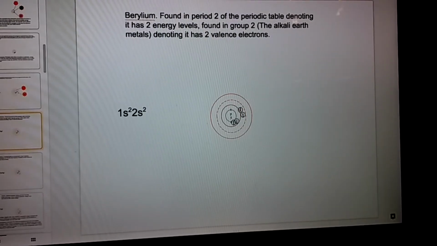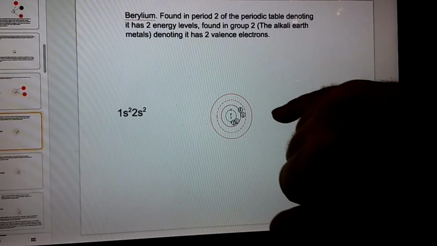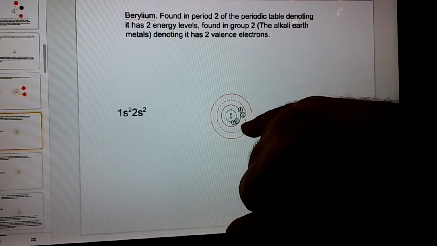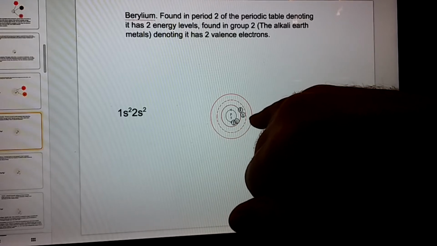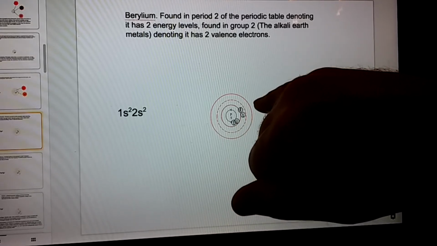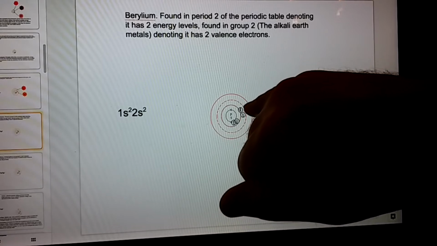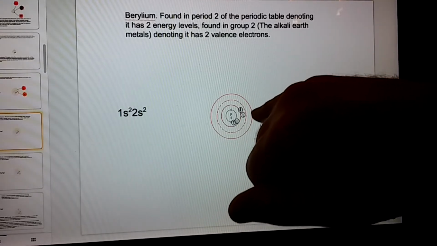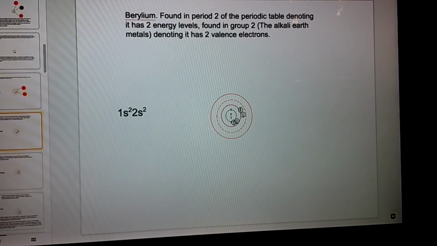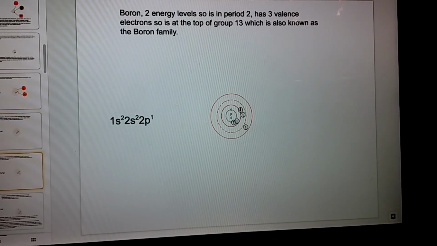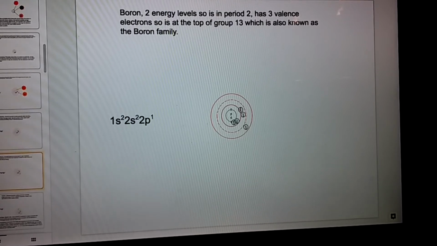Beryllium, found in period 2 of the periodic table, denoting it has 2 energy levels. Found in group 2, the alkaline earth metals, denoting it has 2 valence electrons. You'll note that the dashed circled line here is what separates the two sublevels. So solid lines separate levels, and the dashed line shows you the separation between the different sublevels. Boron, 2 energy levels, so it is in period 2, has 3 valence electrons. So it's at the top of group 13, which is also known as the boron family.